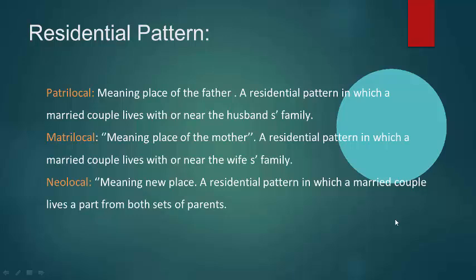And the neolocal family in industrial society shows another pattern. It favors neolocality, a residential pattern in which a married couple lives apart from both sets of parents. They are living neither with the husband's parents nor with the wife's parents.